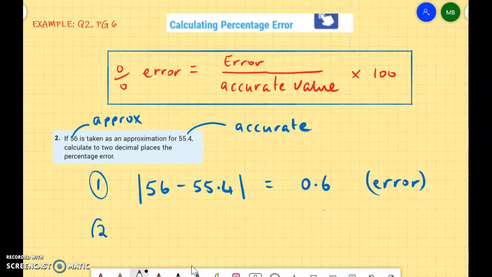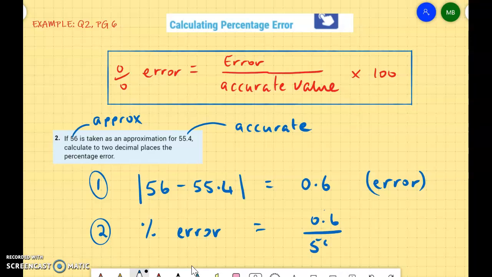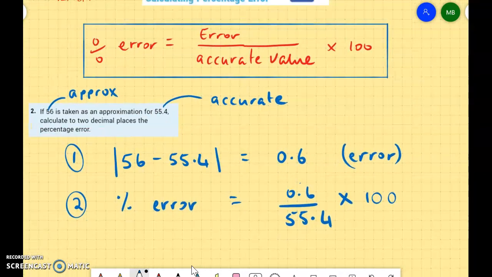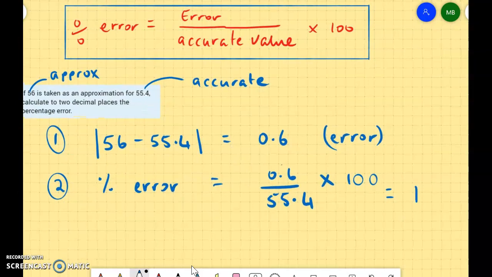So the second step then is to fill in your formula for the percentage error. So you have your error is 0.6 over the accurate value, 55.4, and you multiply that by 100. So if ever we're looking for a percentage in a question, generally you make a fraction and multiply it by 100. And you can put that into the calculator and you get 1.08%. So which is actually quite a small error. So that is your percentage error.